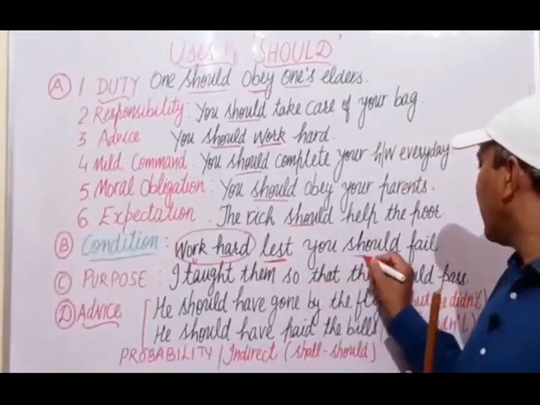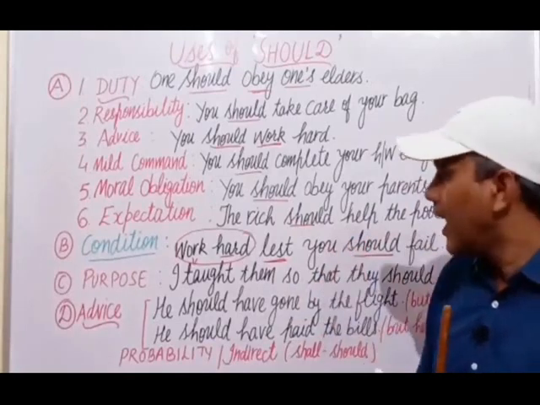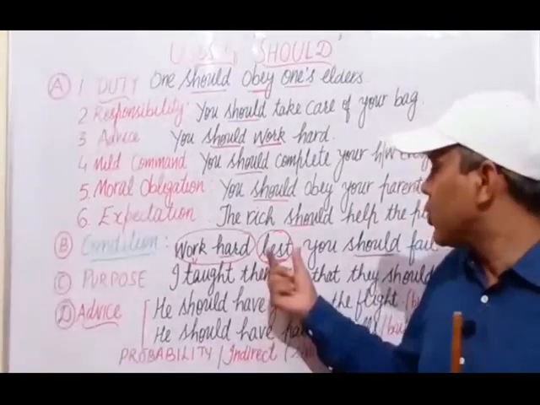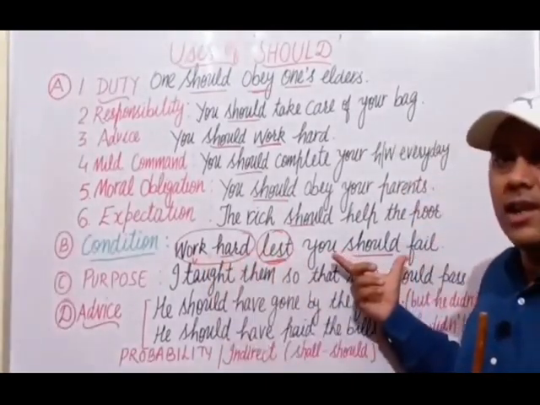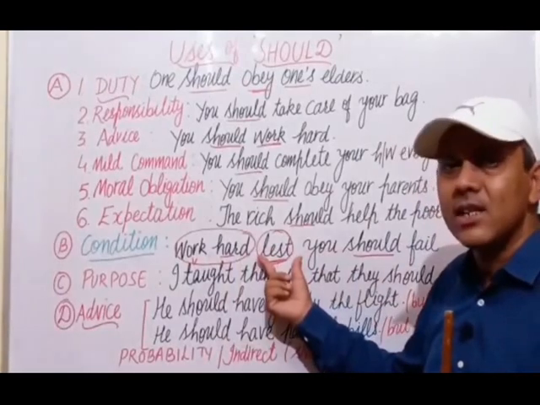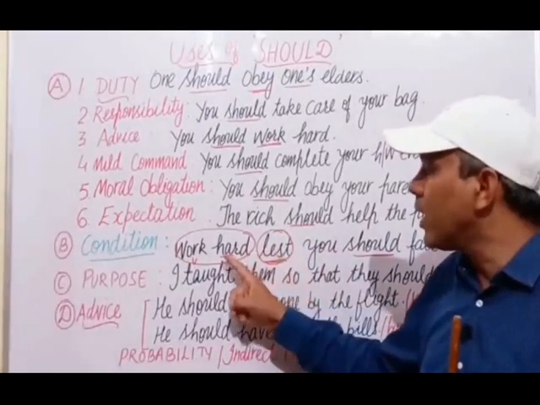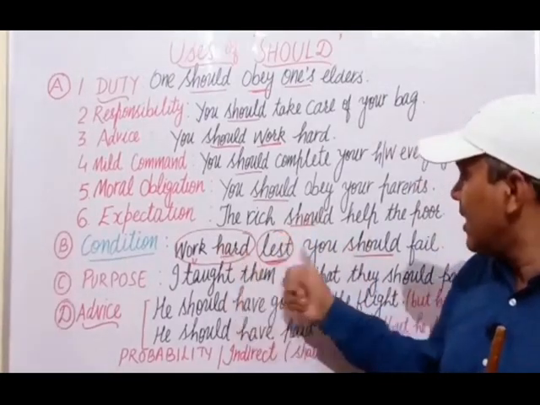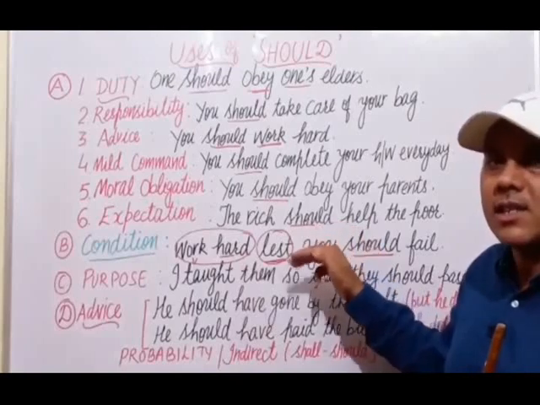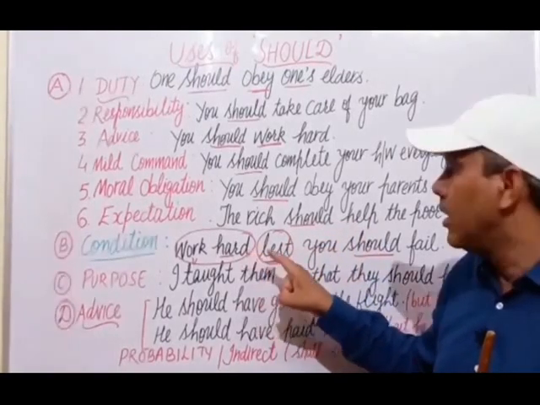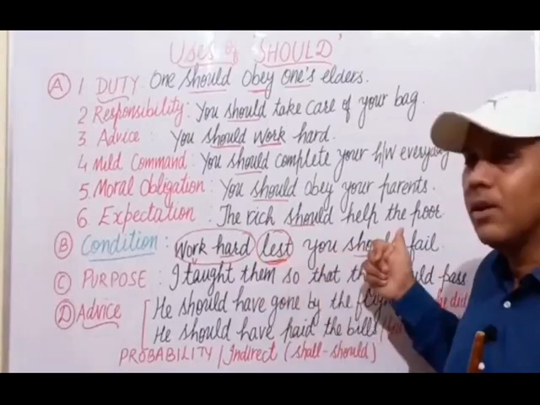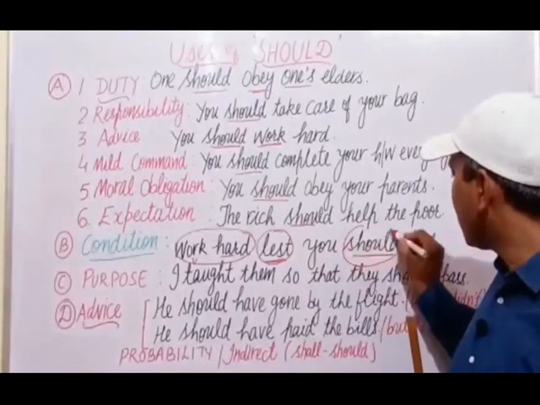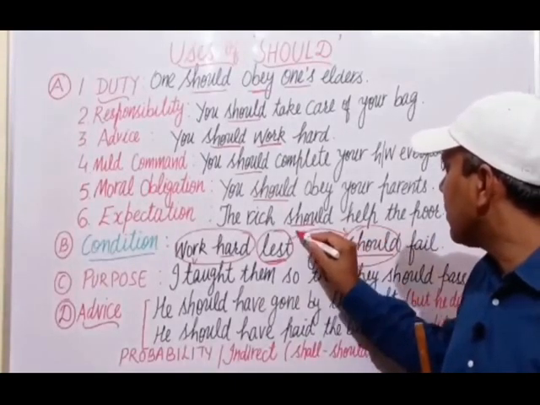You should fail. This is another clause. Here, the word lest is a conjunction which joins 2 clauses. This lest is working as a conjunction in this sentence, joining these 2 clauses. And there is a condition: if you work hard, you will pass. And its reverse is advice: work hard, lest you should fail. It means always remember these 2 words, lest and should.